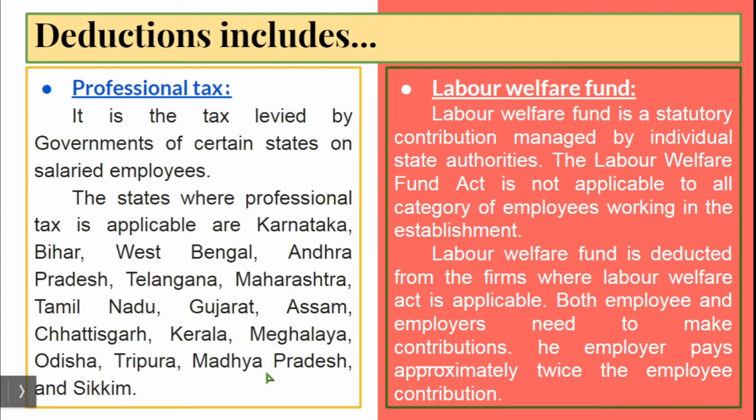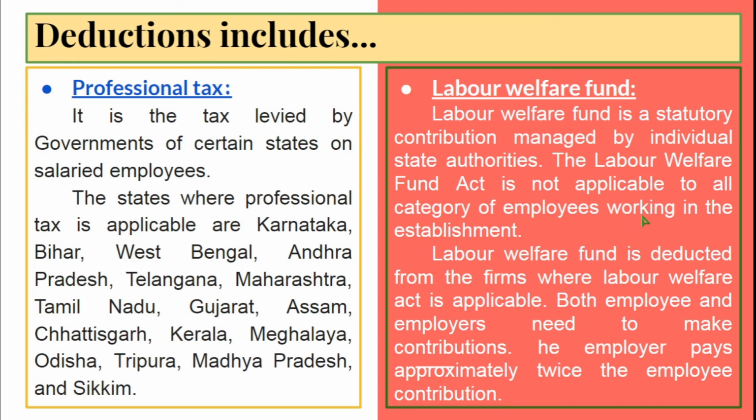Labor Welfare Fund is a statutory contribution managed by individual state authorities. It is an aid in the form of money or necessities for those in need. It provides facilities to laborers in order to improve their working condition, provide them social security, and raise their standard of living. So the Labor Welfare Fund is working for three basic purposes: improve their working condition, provide social security, and raise their standard of living.